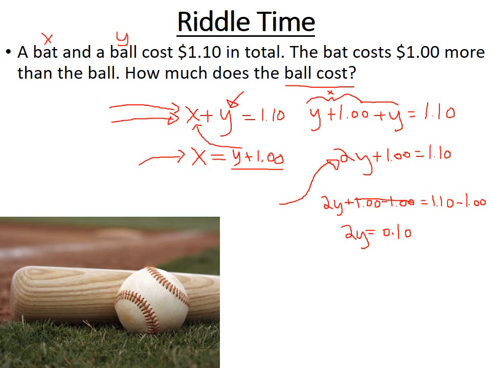We almost have Y. Y is being multiplied here. So now we have to divide. Divided by 2 on this side, divided by 2 on this side. And so you cross this out, because it's 1. And now we have Y is equal to, if you put this in your calculator, you get 0.05.